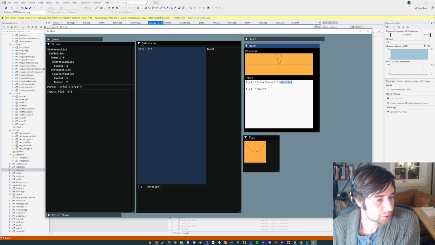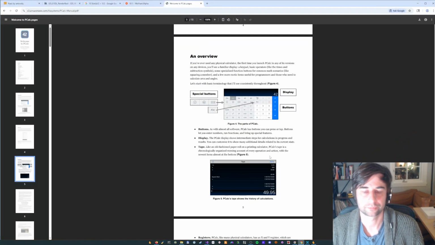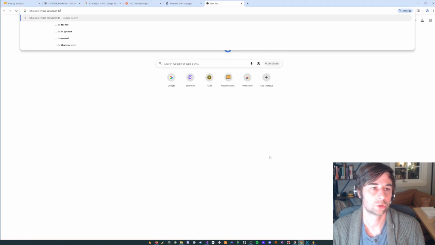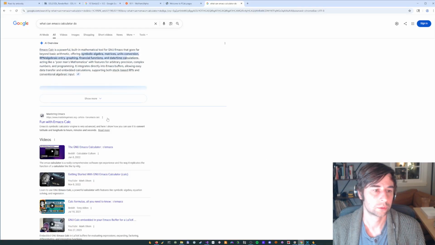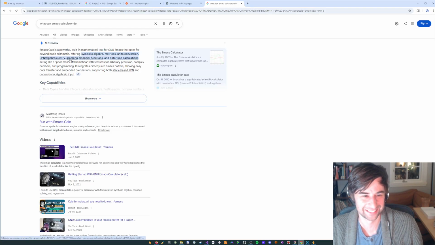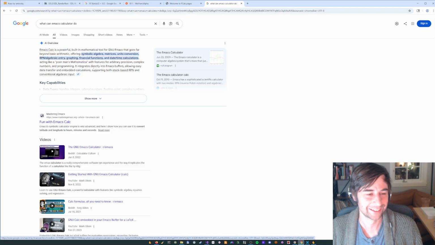Okay. It's also programmable, you can define variables. Dang. Now I'm curious. What can Emacs calculator do? Oh my God, look at that. It's offering symbolic algebra, matrices, unit conversion, RPN, algebraic graphing, financial functions. Of course, it's acting like a poor man's Mathematica.